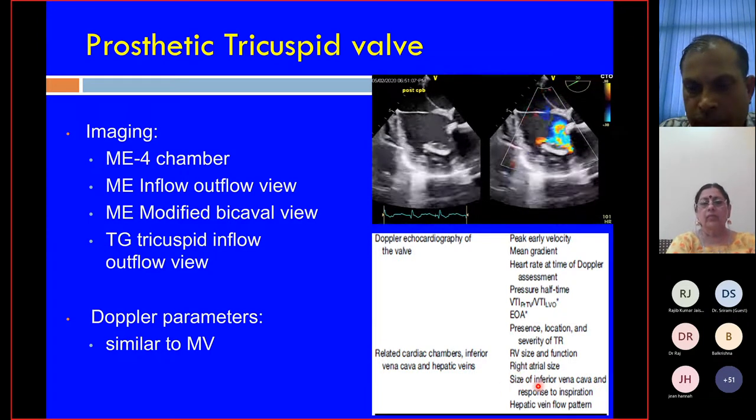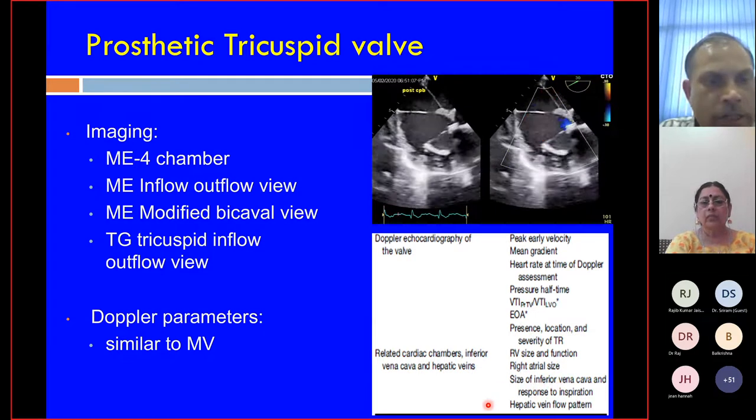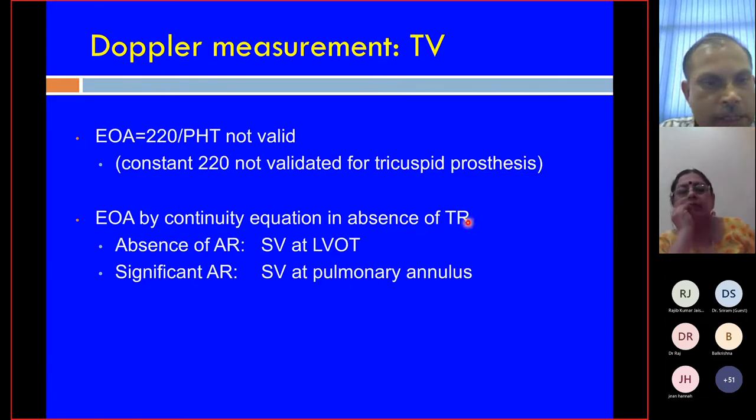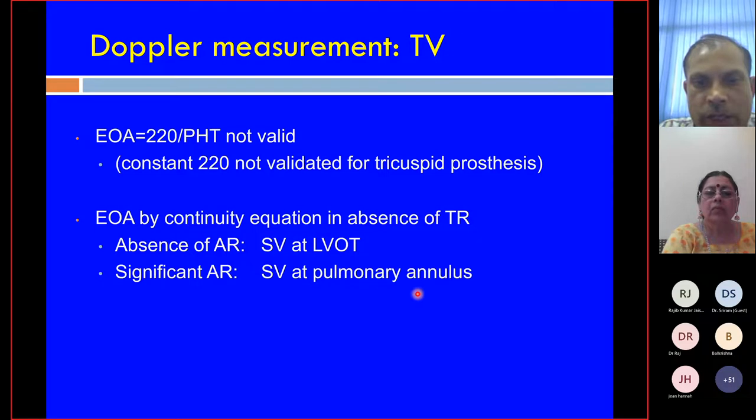You can measure the effective orifice area by the continuity equation if there is no tricuspid regurgitation. If there is no aortic regurgitation, the LVOT can be used as a reference point, so you can measure stroke volume at the LVOT. However, if there is aortic regurgitation, in that case the pulmonary annulus should be used as a reference point to measure the stroke volume. Then you can divide by the velocity across the prosthesis, across the tricuspid valve, and that will give you the effective orifice area.